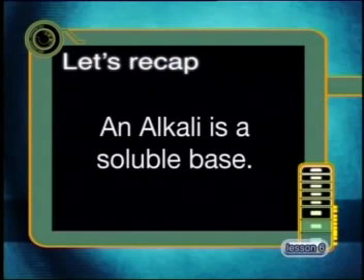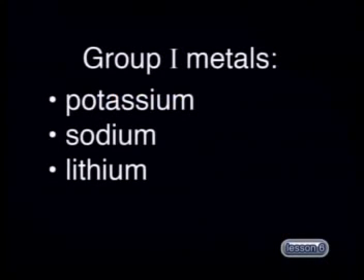Even though an alkali and a base are similar, there is an important difference. Can you remember what an alkali is? That's right, an alkali is a soluble base. We form alkalis when group 1 metal oxides dissolve in water. These metal oxides then form hydroxides. All of these group 1 metal hydroxides are strong bases.